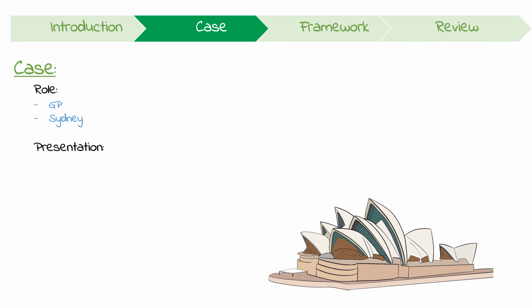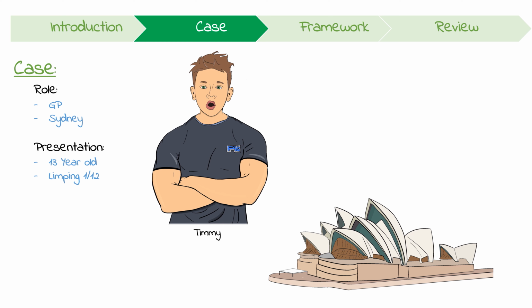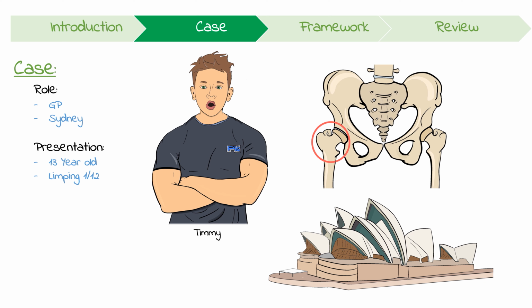You're a GP working in Sydney, and your colleague brings in his 13-year-old son, Timmy, who's been limping for about a month. Just like his orthopedic surgeon dad, he's excessively large, muscular, looking more like your F45 instructor than a boy in year 7. He's got right-sided hip, groin, and medial knee pain, and on physical exam, the affected leg is externally rotated, and there's a limited range of movement of the hip.